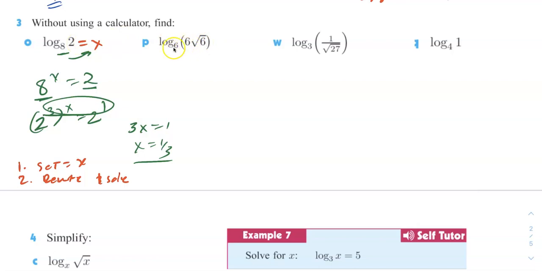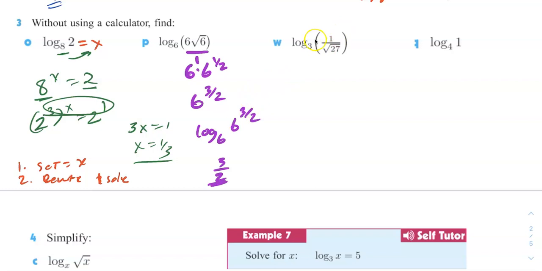This one looks like it's easy to try to get the same base. So I'm going to have to rewrite this one to be 6 times 6 to the 1/2. Right? So 6 to the 1/2, that's the square root of 6. Now you could add the powers and you get 6 to the 3/2. So we have log base 6 of 6 to the 3/2. Well, these match, so I can cancel out. You move the 3/2 to the front, you just get 3/2.